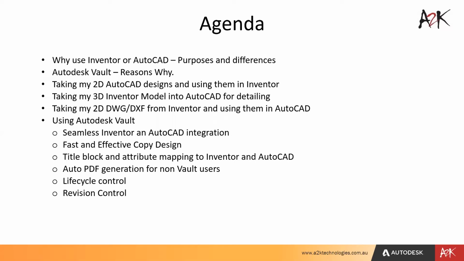How the attributes and title block mapping works through Inventor and through AutoCAD. So obviously in Inventor we have our iProperties and our title blocks, and in AutoCAD we have our attributes and our title blocks, and how the data goes through from AutoCAD back into Vault, and from Vault back into Inventor and AutoCAD, and how we use that data, how we search upon it, and how it becomes very powerful inside of Vault. We'll also have a little bit of a look at the auto PDF generation that comes inside of Vault, and how it can benefit the non-vaulted users.